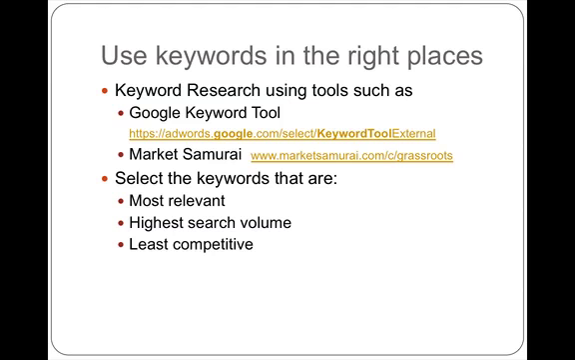And if you do trial the Market Samurai tool, they also include commerciality, which means the keywords have got potential to bring you money, which is also a good thing to take into consideration.